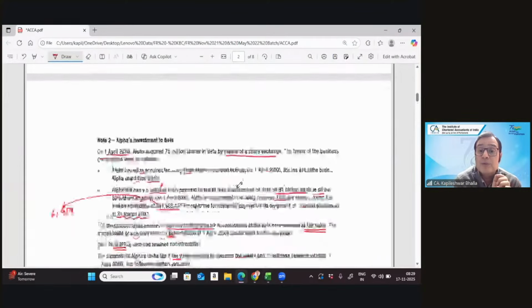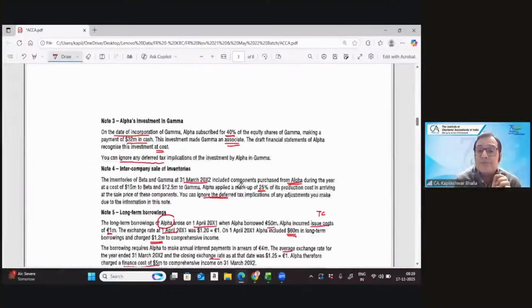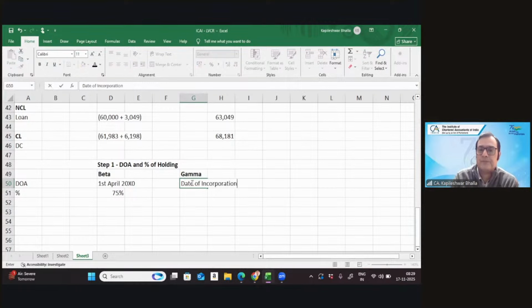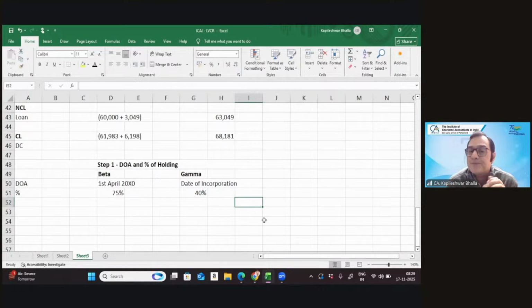Now let's go to the next company, Gamma. The date of acquisition is not given clearly, but we are given that it is the date of incorporation, and the percentage is 40%. So we just make a mention that the date of incorporation is the date of acquisition, and the percentage is 40%. That makes it a clear-cut case of an associate. So my step 1 is done. We've identified the acquisition date and we've got the percentage as well.